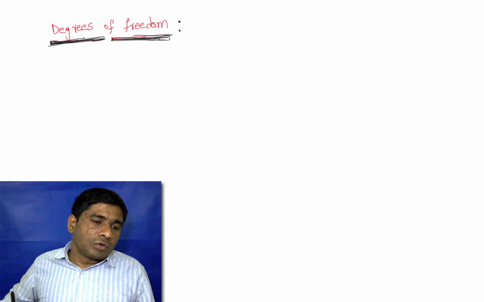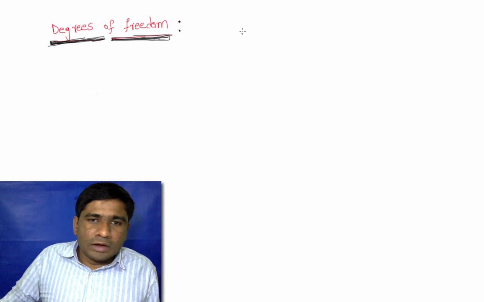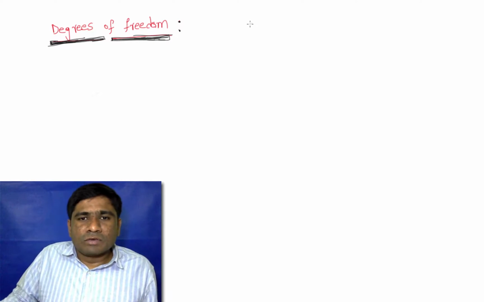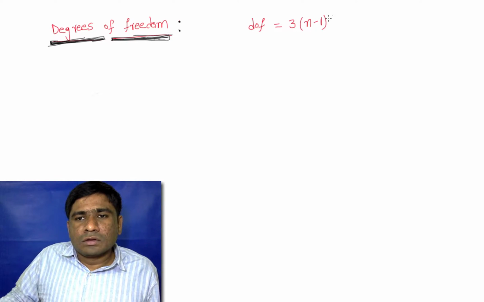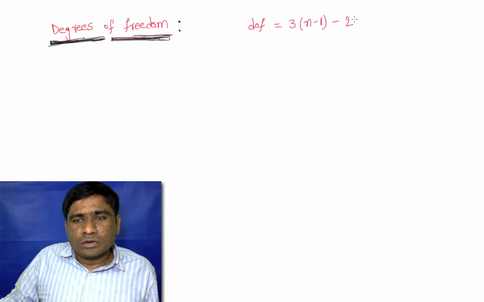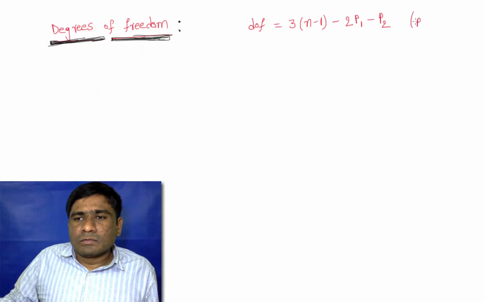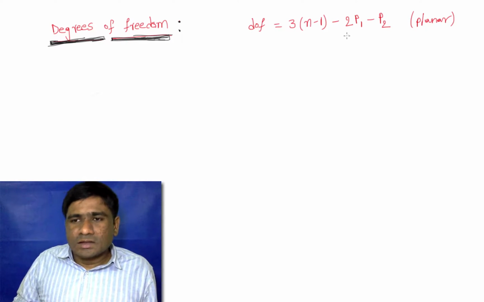And before deriving that particular equation, here I would like to first write the degree of freedom. According to Grubler's criteria, degrees of freedom is given as 3 into (n minus 1) minus 2 into p1 minus p2. This is in a plane. This is for planar mechanisms. And when I say mechanisms, that means one of the links is fixed.